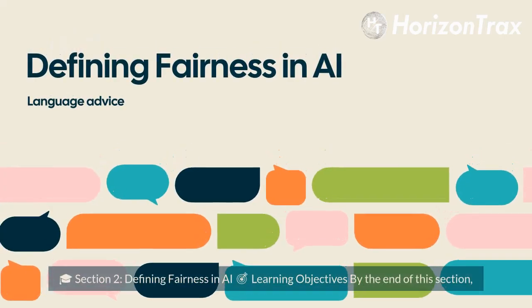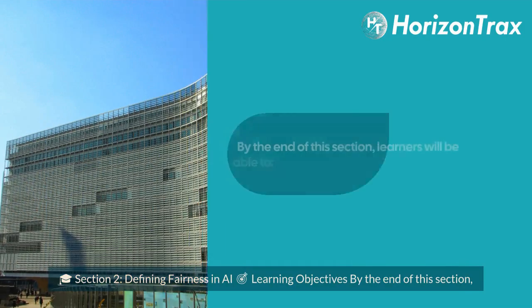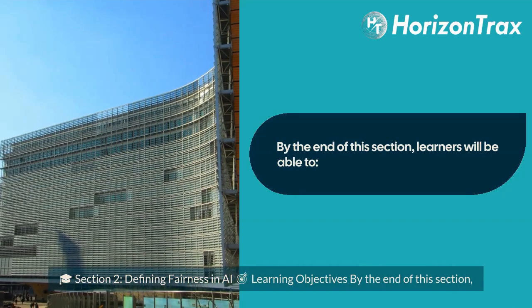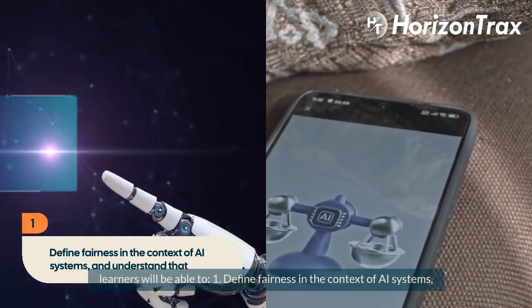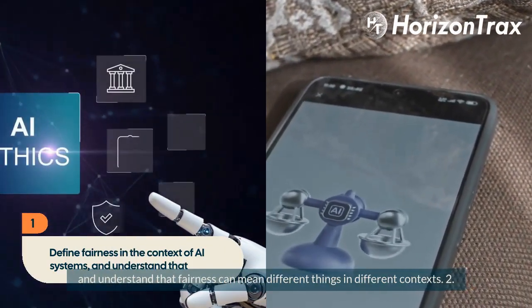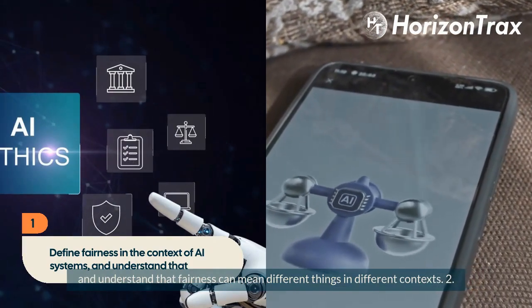Section 2. Defining fairness in AI learning objectives. By the end of this section, learners will be able to: 1. Define fairness in the context of AI systems and understand that fairness can mean different things in different contexts.